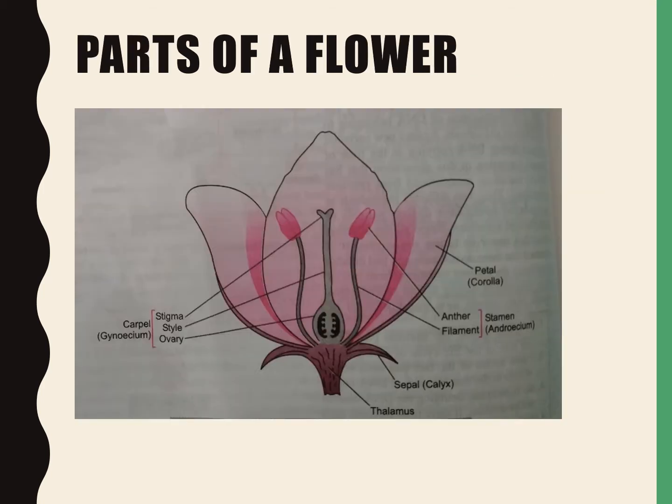So to begin with, this is the diagram of a flower. You can see the basic parts. Sepal is written over there. You can see the petals, that is corolla, and stamens are there having two parts, anther and filament, and carpel is there, and that whorl is gynoecium. So this is a typical flower. More we will study about it.